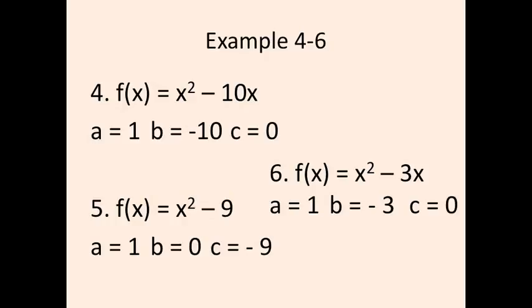In example 4, for example, there is no constant term. There's no plain number, so c has got to equal 0. A is 1 because the 1 is visible in front of the x squared, and b is -10. In 5, the term we're missing is actually the middle term, the x term, so a equals 1, b equals 0, and c equals -9. Finally, in 6, we are once again missing our constant term, our plain number, so a equals 1, b equals -3, and c equals 0.